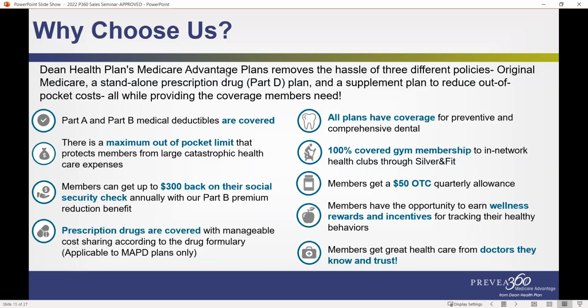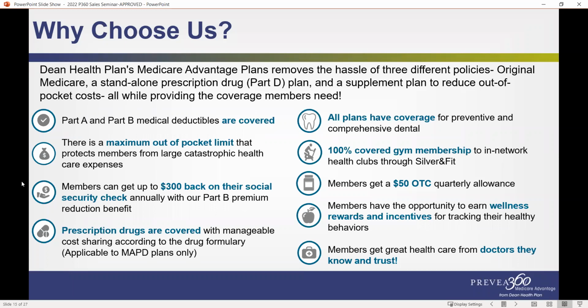So Dean Health Plan's Medicare Advantage plan removes the hassle of 3 different policies: Original Medicare, standalone prescription drug, and a supplemental plan to reduce out-of-pocket cost, all while providing coverage members need. All of your Part A and B deductibles are covered with the Advantage plan. There's a maximum out-of-pocket limit that protects members from large catastrophic healthcare expenses.